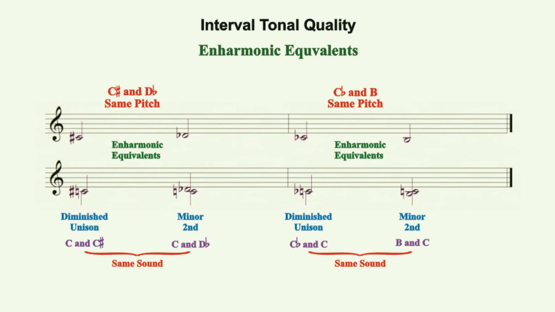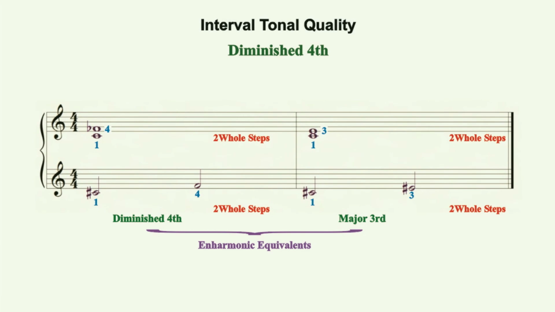99.9% of the time, it will be written as a minor second. Like the diminished unisons, diminished fourths rarely, if ever, occur. A diminished fourth is enharmonically equivalent to a major third, and that's how you'll find them written.